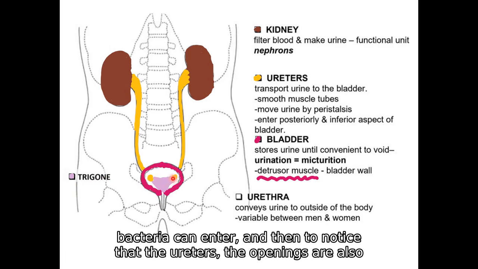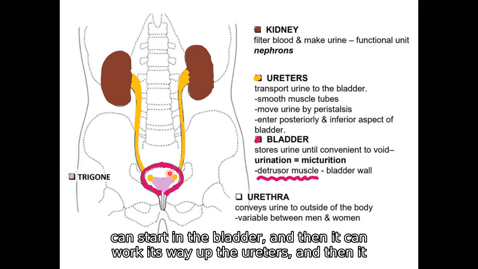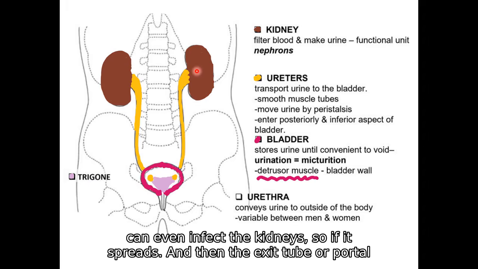And then 2, notice that the openings of the ureters are also there on the inferior aspect of the bladder. So a urinary tract infection can start in the bladder, and then it can work its way up the ureters, and it can even infect the kidneys, if it spreads.